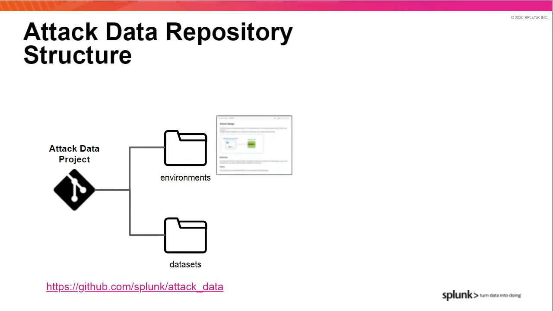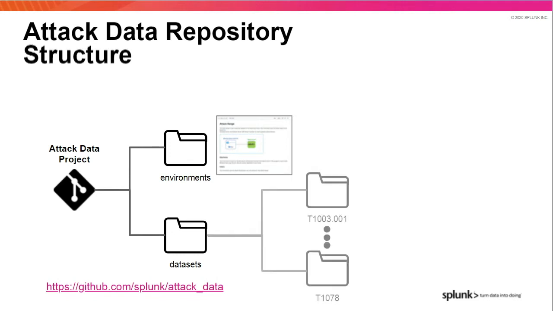The Environment folder contains descriptions of the environment used to generate the attack datasets. The environments are described as markdown pages and contain information about users, computers, and configuration of the environment. The Datasets folder consists of multiple subfolders, which are named based on the MITRE technique IDs. For example, the folder with the MITRE technique ID T1003.001 contains datasets with OS credential dumping attacks targeting the LSASS memory.